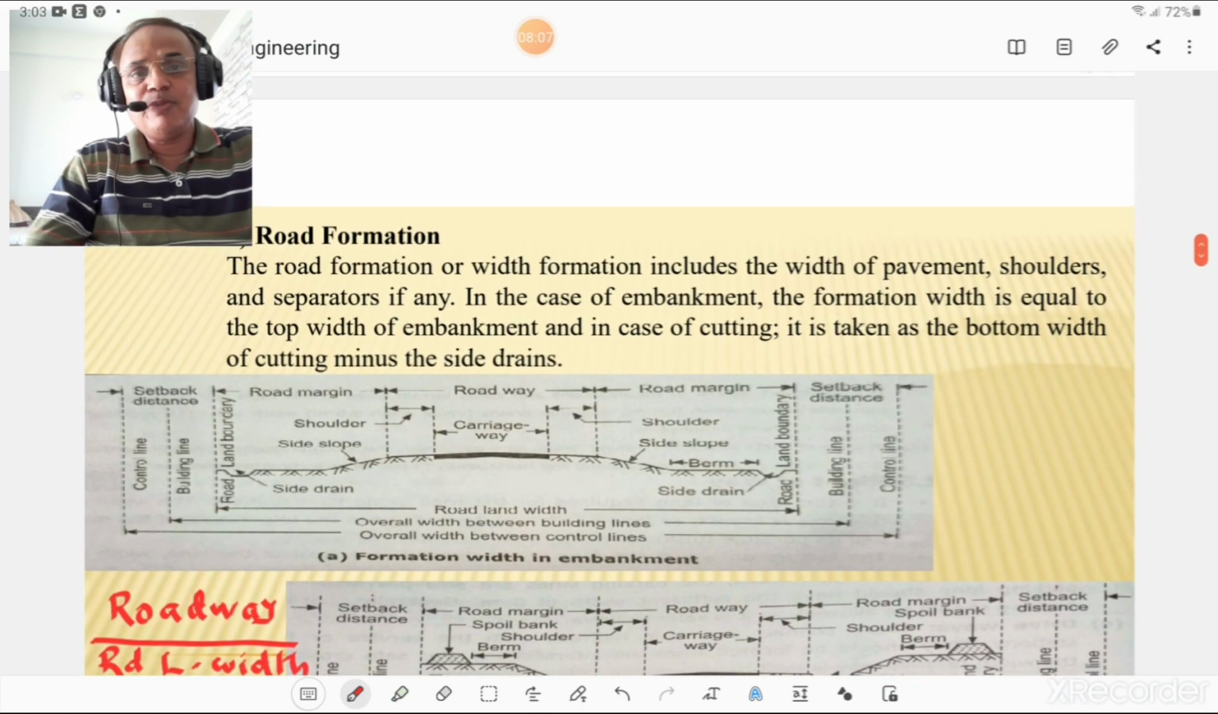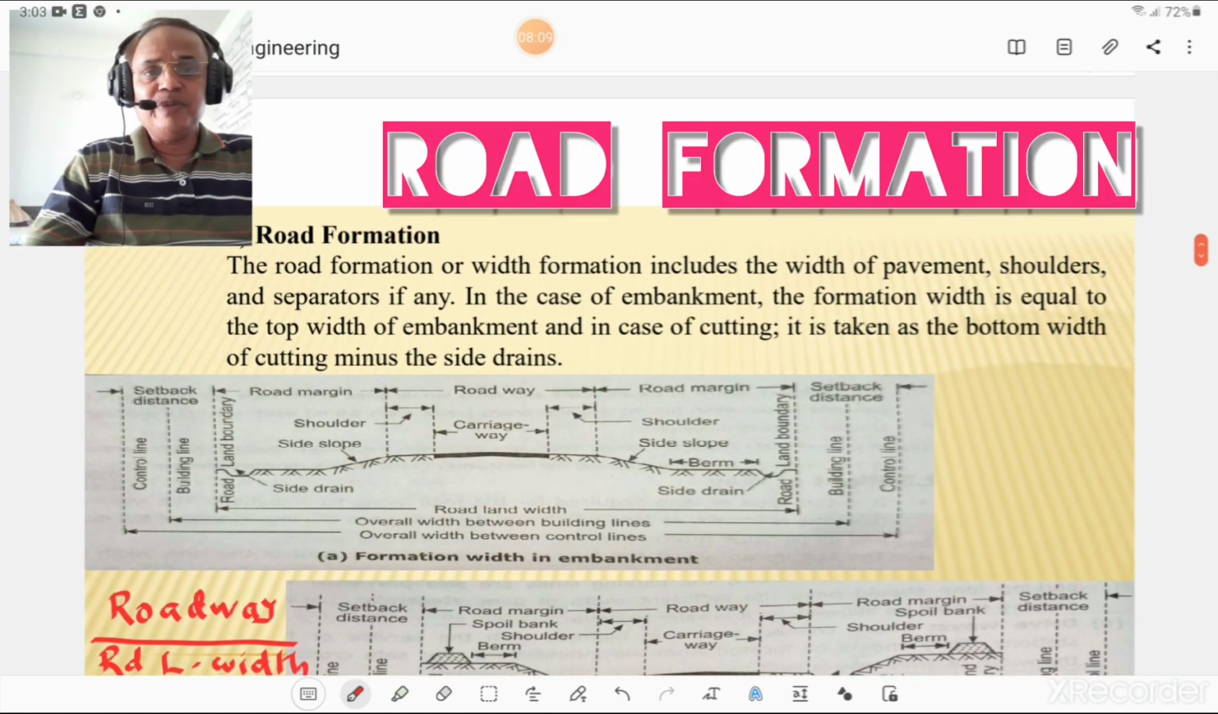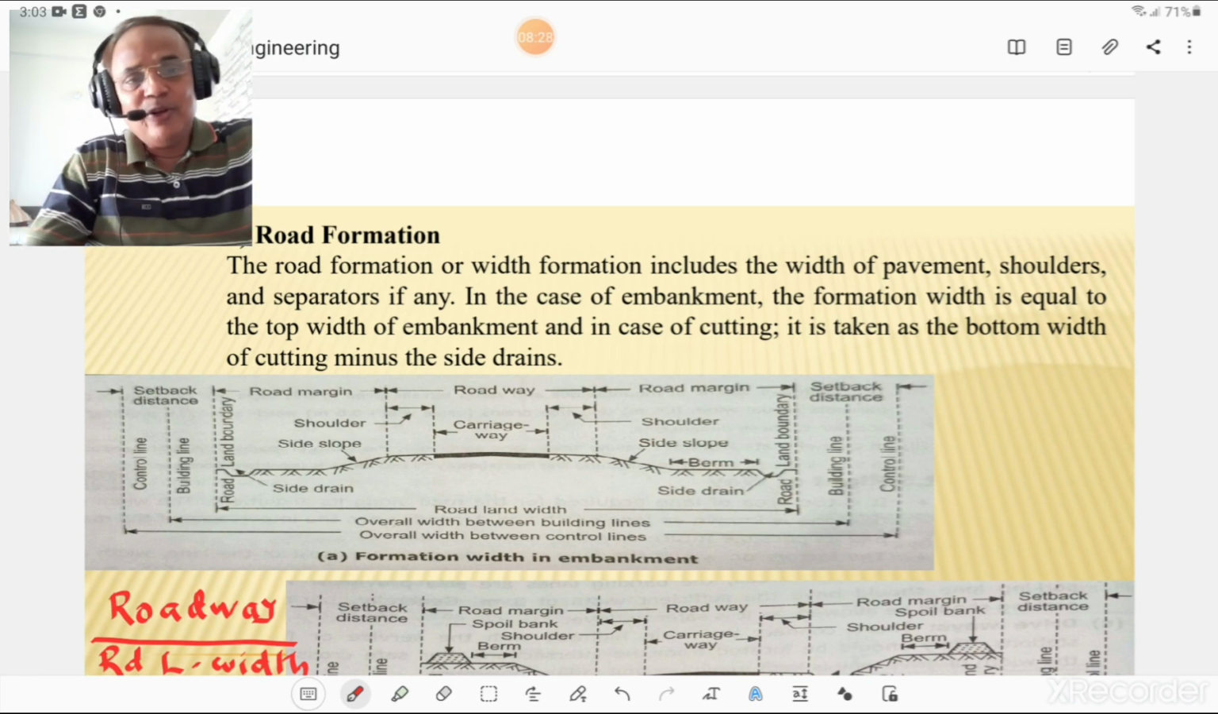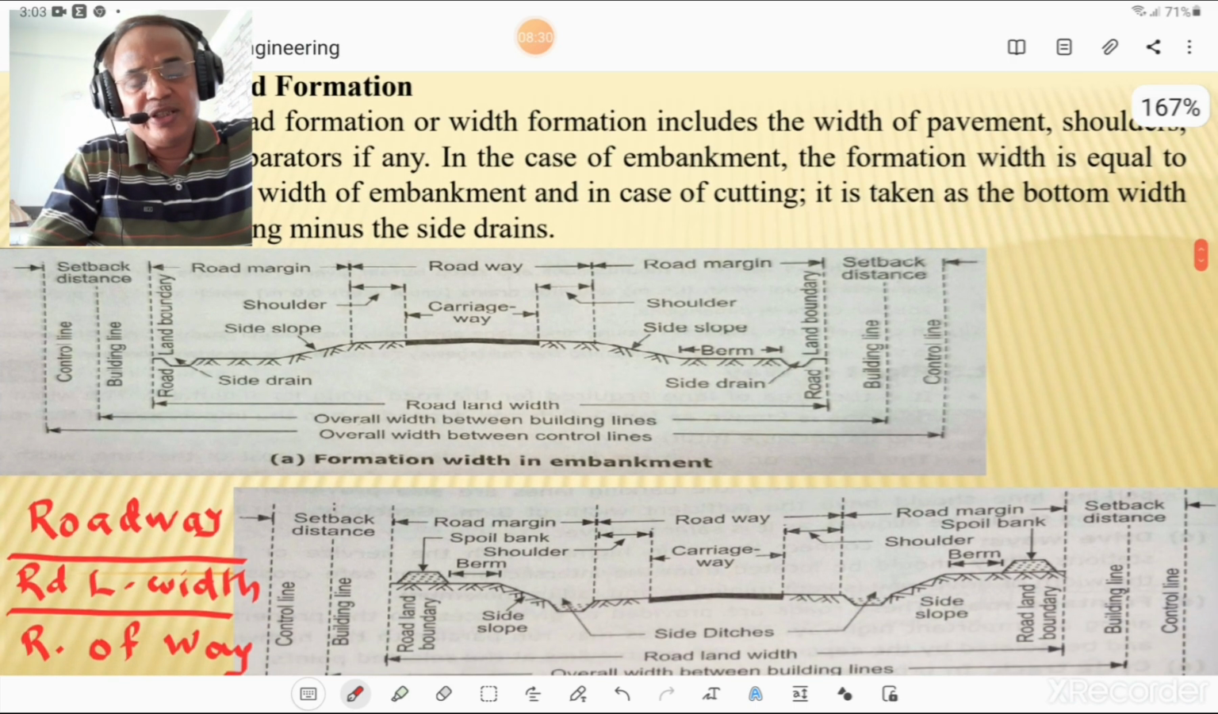Then we will discuss the road formation or formation width. The formation width includes the width of pavement, shoulders and separators if any. In case of embankment, the formation width is equal to the top width of the embankment, and in case of cutting, it is the bottom width of the cutting minus the side drains. By looking at these figures, you will get all the terminology.